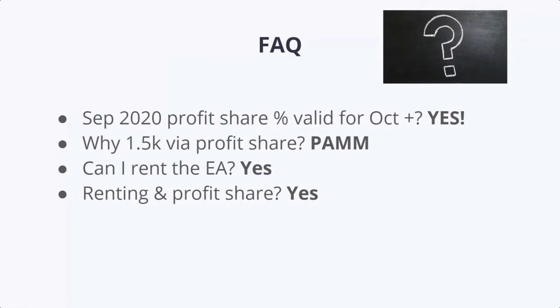You can still rent the EA, yes, it's still available. And you could also do both, rent and use the profit share if you want. But yeah, of course, with rent, it's a returning cost. And with profit share, there is no upfront risk. So that choice is yours. You have that choice now at this moment.